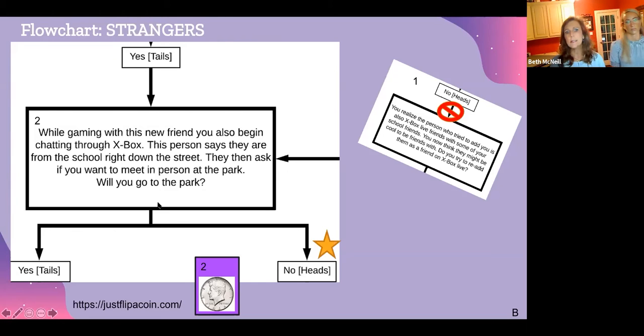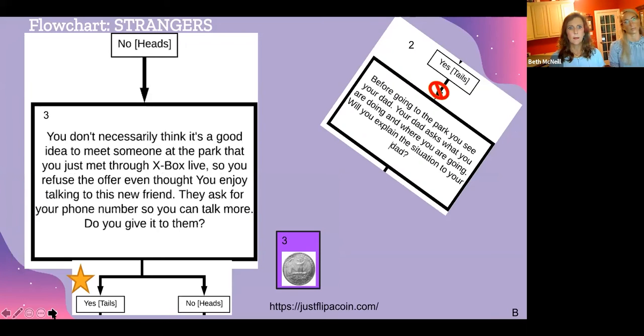But I did decide that I would not go to the park. I picked no. And so now I'm going to see what happened to me because I didn't go to the park. Did it get clicked? Oh, good. Oh, I'm there.